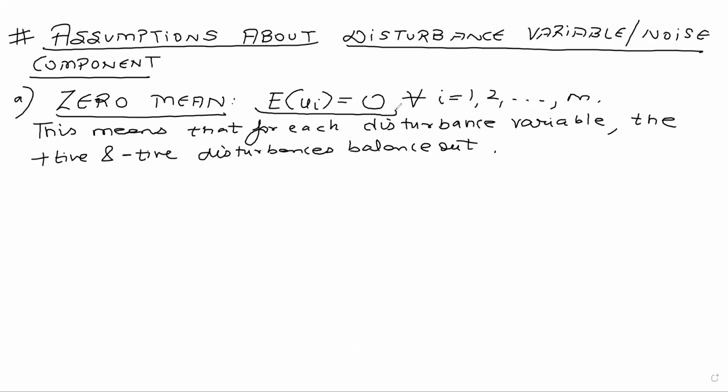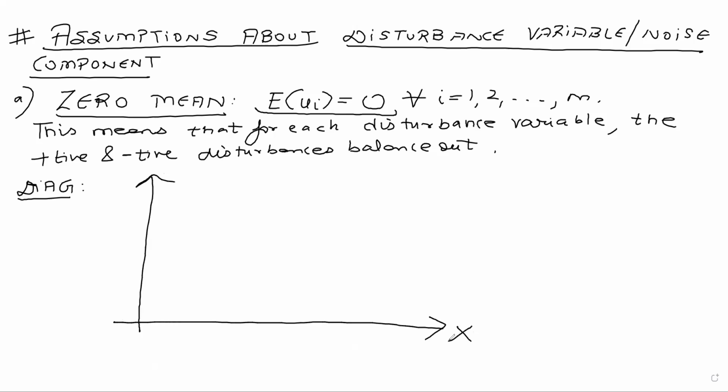If you want to understand this, you can look at the diagram. The diagram was as follows. If you can recall, x was taking fixed values: x1, x2, x3, dot dot dot, xm.